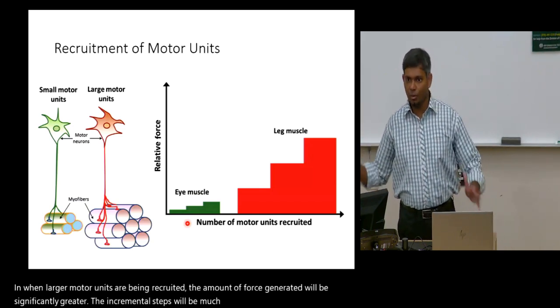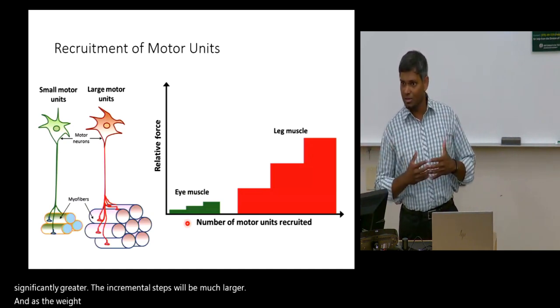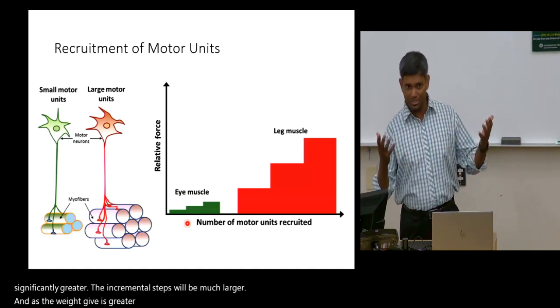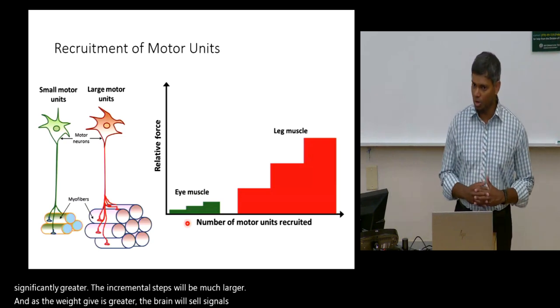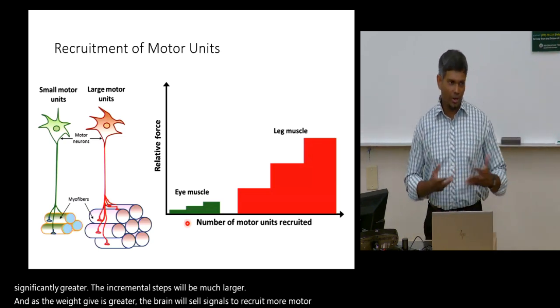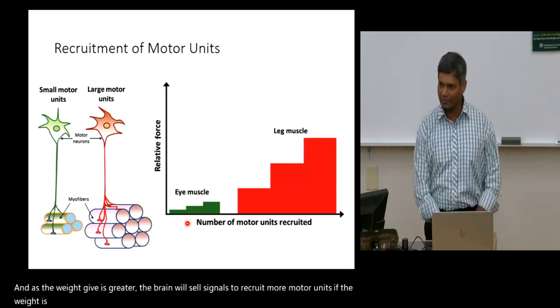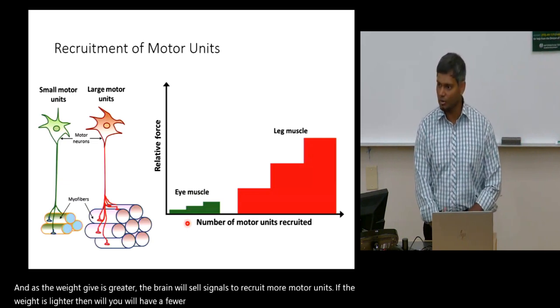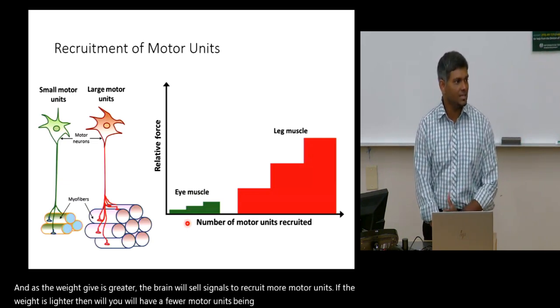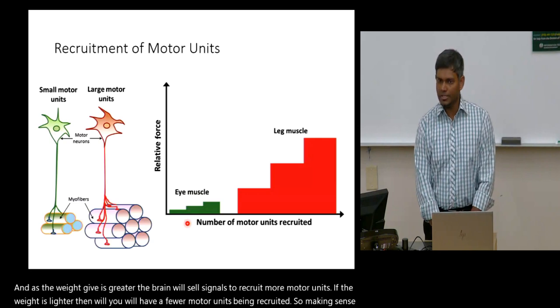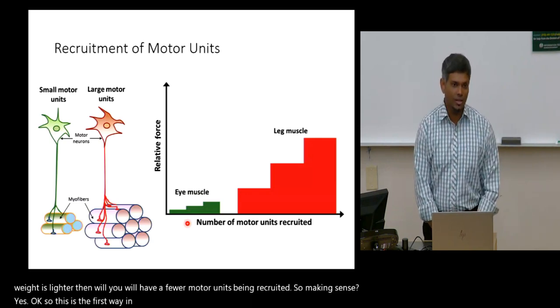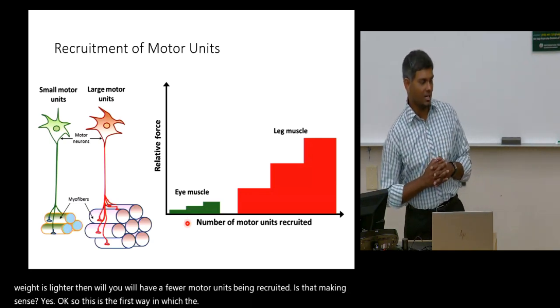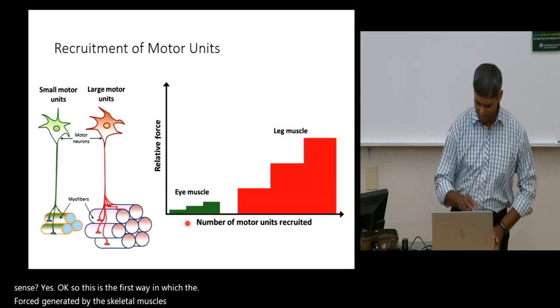And as the weight is greater, the brain will send signals to recruit more motor units. If the weight is lighter, then you will have fewer motor units being recruited. Is that making sense? Yes? Okay, so this is the first way in which the force generated by the skeletal muscles can be regulated.